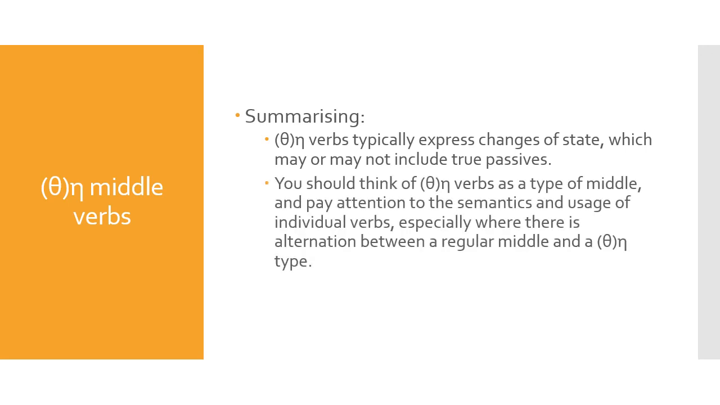Generally speaking, you should think of theta eta verbs as a type of middle, and pay attention to the semantics, that is the meaning of the verb, and the usage of individual verbs. How are they used in the language? Especially where there is an alternation between a regular middle and a theta eta type middle. Often there is a distinction in sense, though not always. Pay careful attention how theta eta middle verbs are used, and you'll see time and time again that they aren't exclusively passive, and they aren't that strange, but they're a second type of middle where the meaning is determined by the interaction between the verb itself and the context and your growing knowledge of the Greek language.